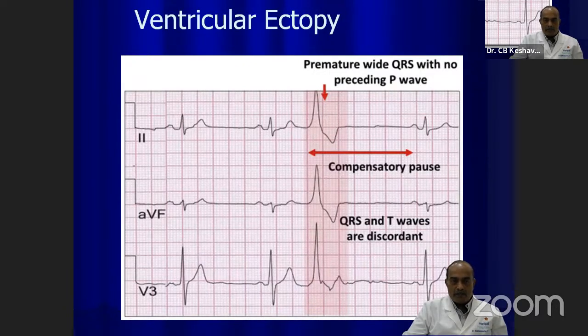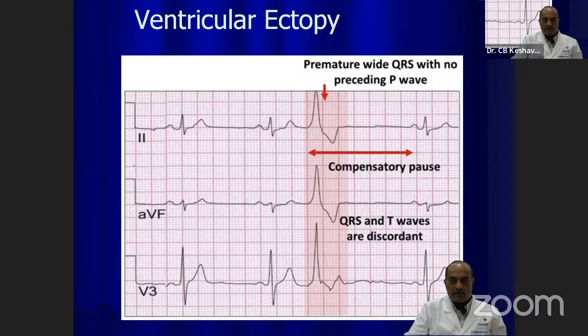Now we'll come to the ventricular rhythms, the ventricular ectopy. What do you see here? A normal QRS, normal QRS. This QRS doesn't resemble any of the prior QRS complexes. There is no preceding P wave. The QRS is wide. There are secondary ST and T wave changes. This is how you identify a ventricular ectopic. So this is a ventricular ectopic because the QRS is wide.